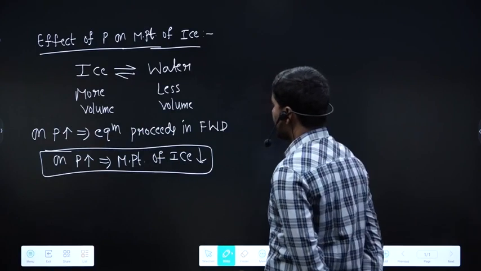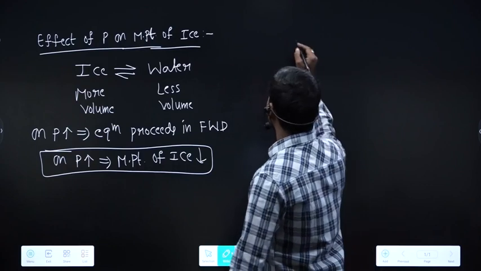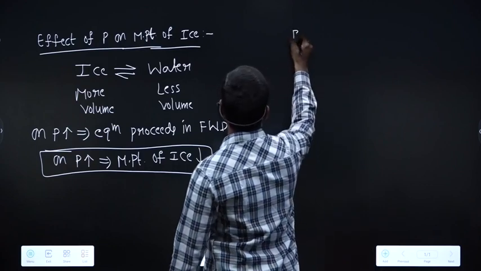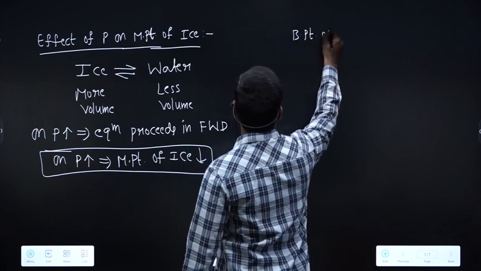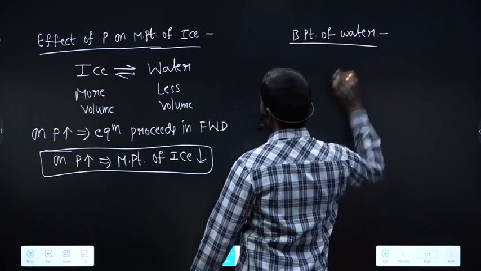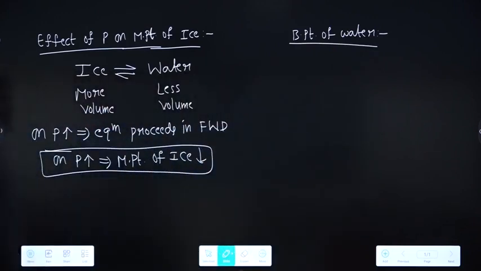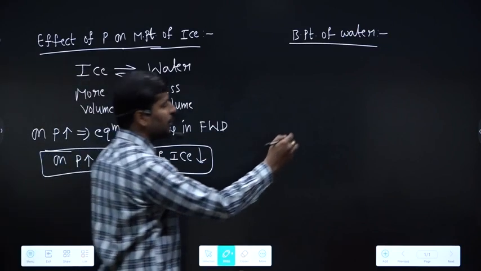On increasing pressure, melting point of ice decreases. Next, let us see the effect of pressure on boiling point of water.